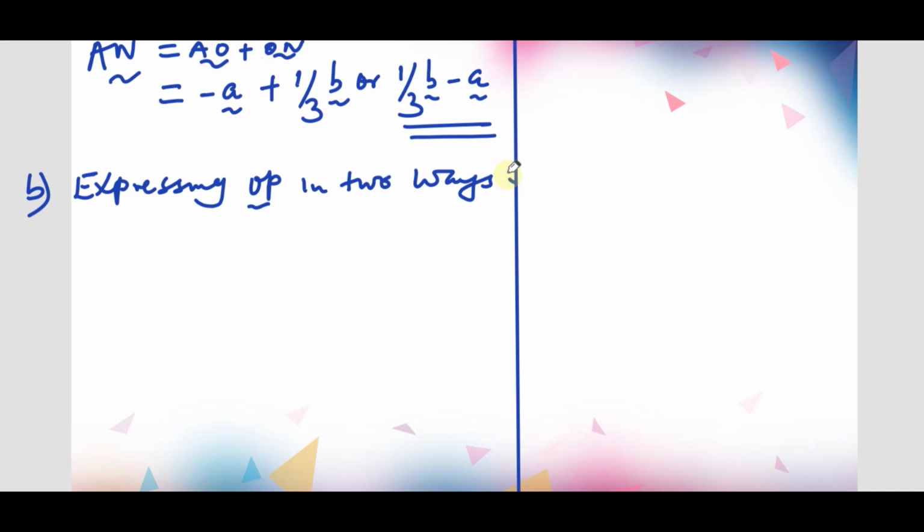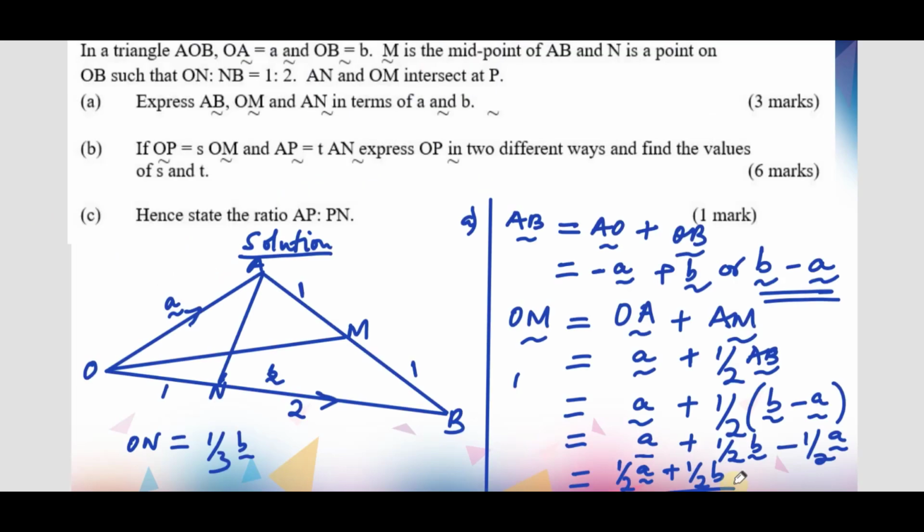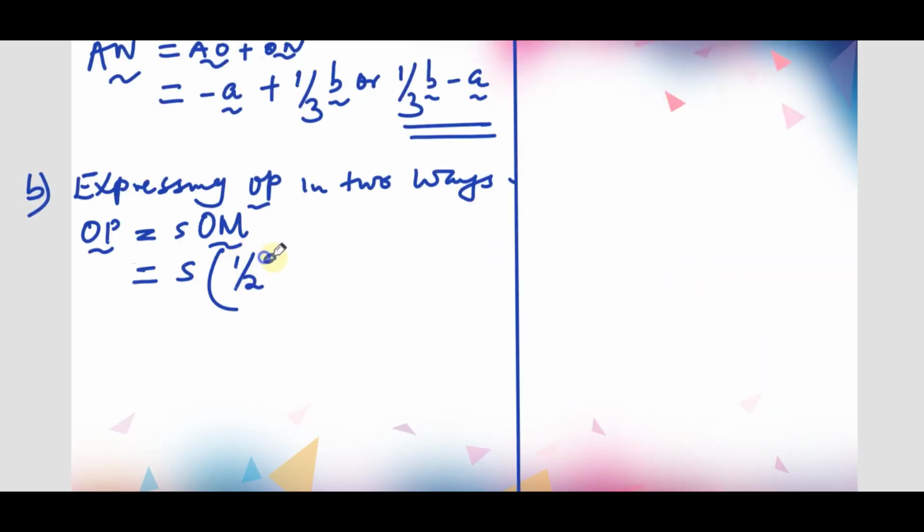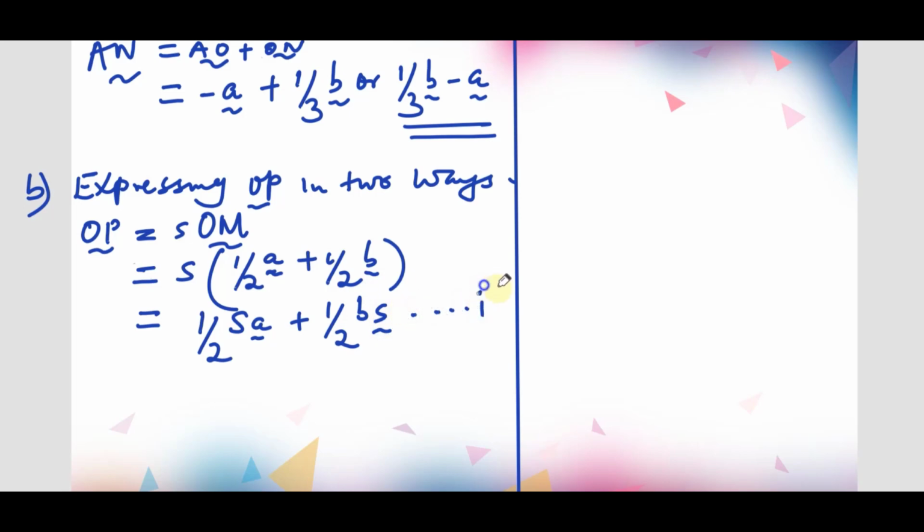The first way we are going to express OP is SOM, where S is a scalar. We had already gotten the value of the vector OM in our previous question, and our OM is a half A plus a half B. So opening this, we'll get half SA plus a half BS. So that is the first expression.